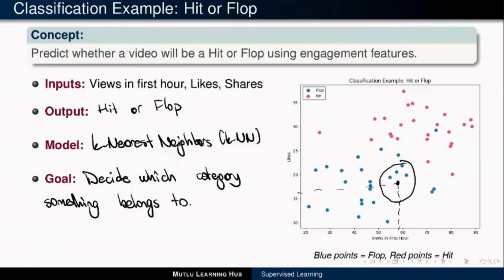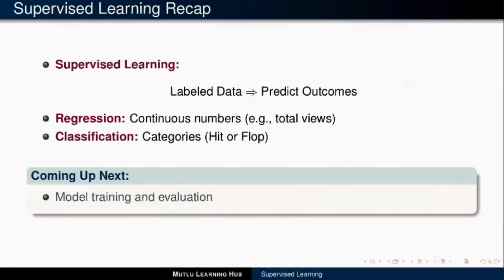Let's recap what we did. So we focused on supervised learning. We have a labeled data, and from that labeled data, we want to predict the outcomes. We discussed the regression. When we have regression, we want to predict continuous number. And for the classification, we want to predict the categories. What's coming up next? We want to talk about model training and evaluation.